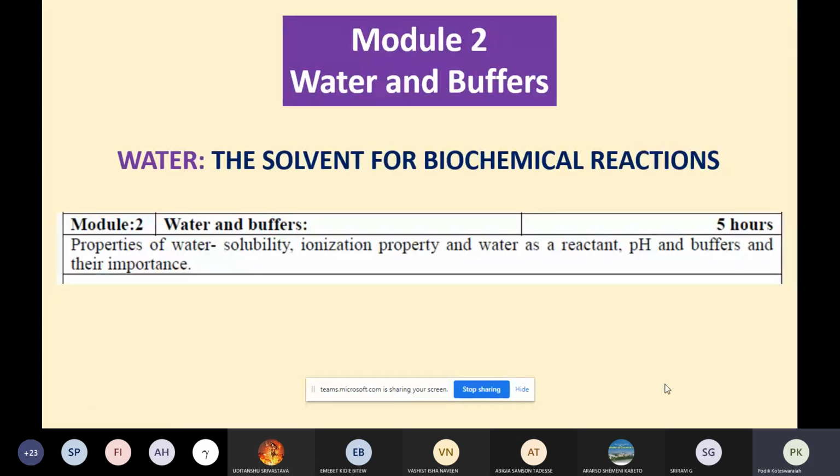Coming to module 2, that is water and buffers. In this module, the topics given in the syllabus are the properties of water, the solubility and ionization of water, pH and the buffers and their importance. The first part we discuss is the properties of water and the ionization.